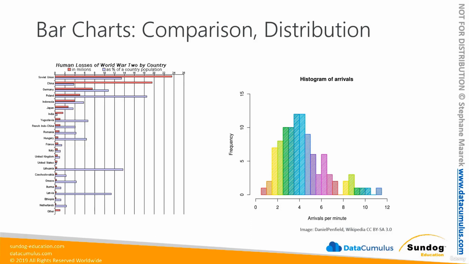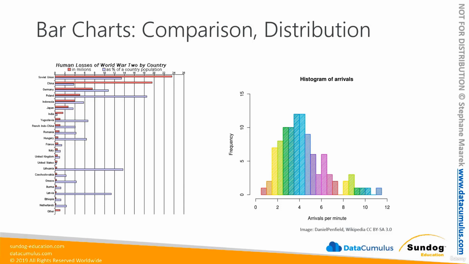And in this case, we're actually plotting two different variants of that data together. So the red lines are the actual number of losses in millions, whereas the blue lines are the losses by a percentage of that country's population. So we can tell at a glance here that the country that lost the most of its population in World War II was Poland, but in terms of raw numbers, it was the Soviet Union. And it's pretty interesting how small the United States' losses are in all this. Really a sobering fact there.